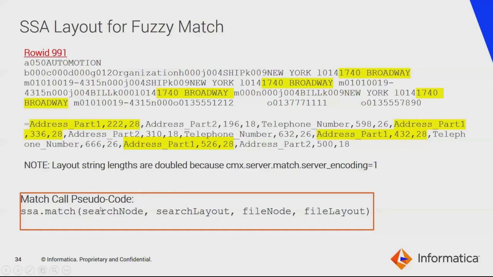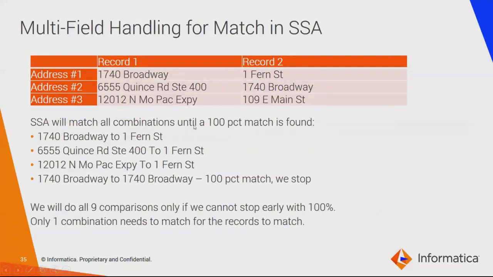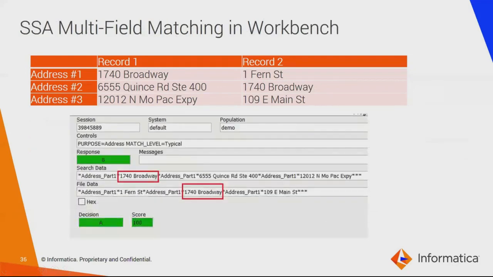And so when we call SSA, which contains multiple child data, we only do one SSA call, and we let SSA handle the enumerations, combinations and matching evaluations under the covers, right? So SSA will figure out, can I find a common address given these 2 sets of addresses? It'll iterate in this manner, and if it can find a match early, it'll stop. Otherwise, it has to go through all of the combinations before it can say that there is no match. And that's what it looks like from the workbench, right? We've got several address part 1s on both records, and we do find a 100% match because we're looking for one common address across both of the records.